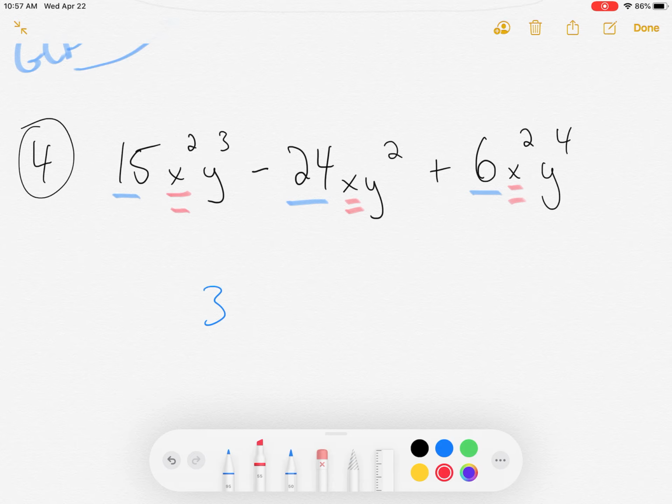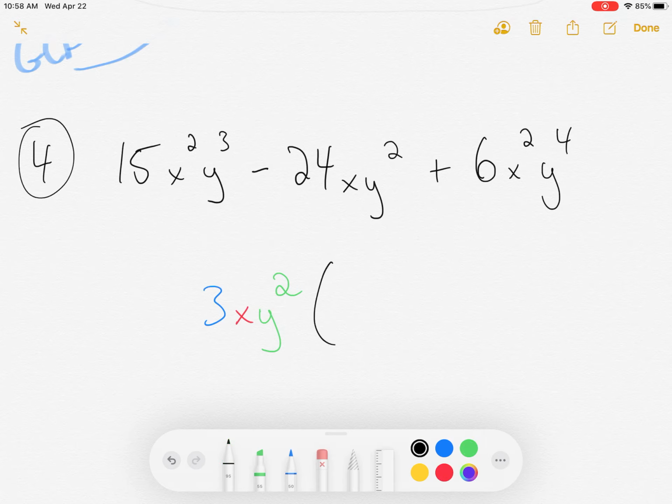Okay, now let's move on to x's. I have x squared, I have x squared. So what's the lowest amount of x's that you have? Well, this one doesn't have an exponent, so I just take out an x. Now let's move along to my y's. I have y to the third, I have y squared, and I have y to the fourth. So what's the lowest amount of y's that you have? It should be y squared.